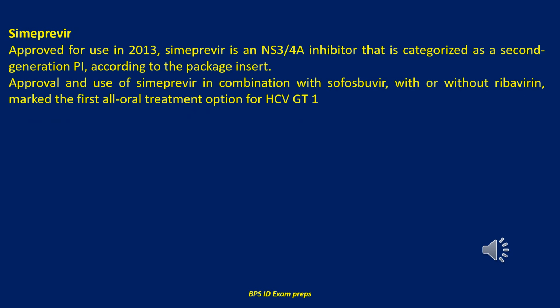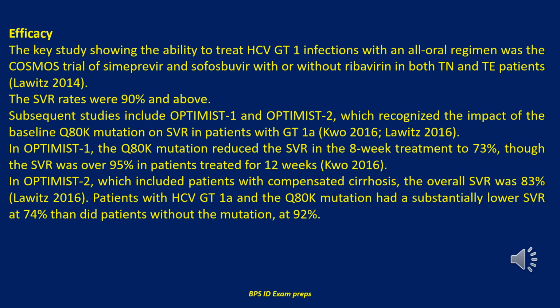We will first of all discuss simeprevir, approved for use in 2013. Simeprevir is an NS3/4A inhibitor that is categorized as a second-generation PI, according to the package insert. Approval and use of simeprevir in combination with sofosbuvir, with or without ribavirin, marked the first all-oral treatment option for HCV genotype 1.